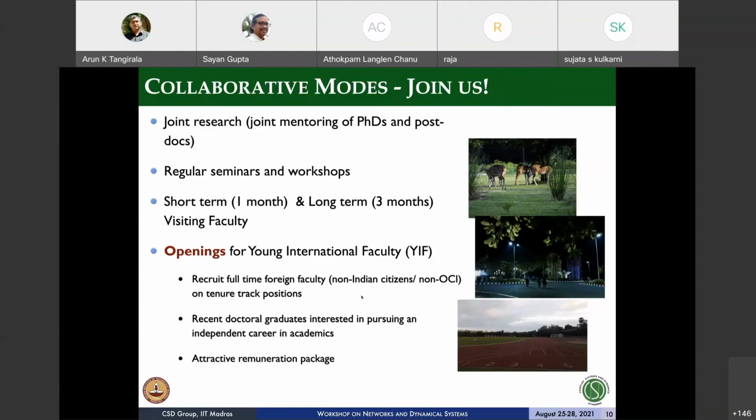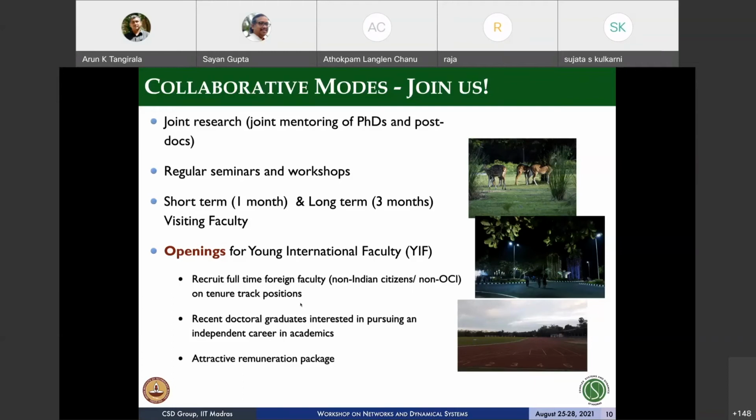And that means even if you are not an Indian citizen or you don't hold an OCI card, Overseas Citizen of India card, you are still eligible. And of course, if you're a recently graduated doctoral student, you hold a recent PhD, please write to us. We'll be very happy to hire you as a postdoctoral fellow.